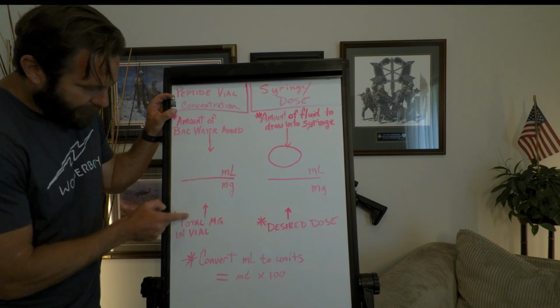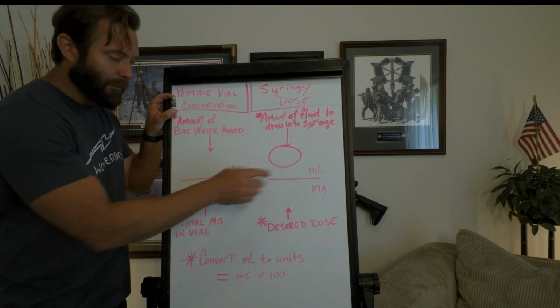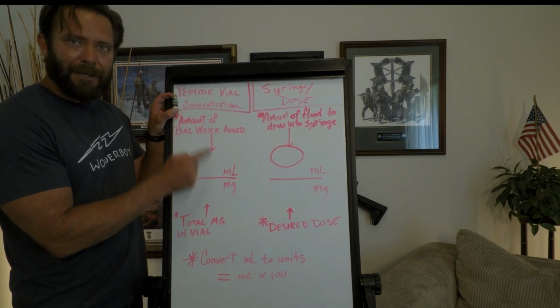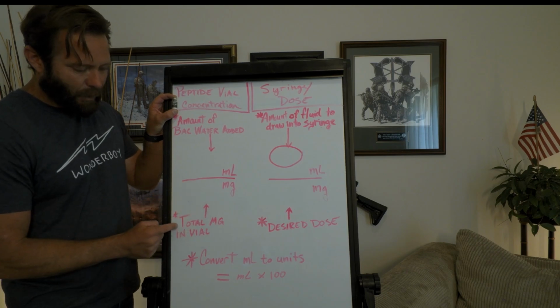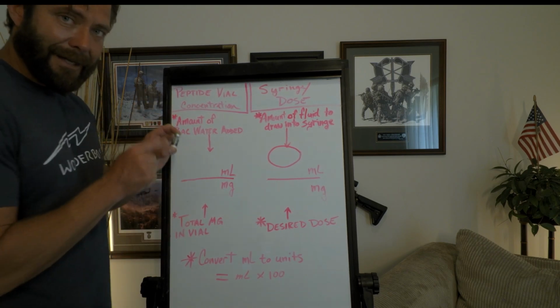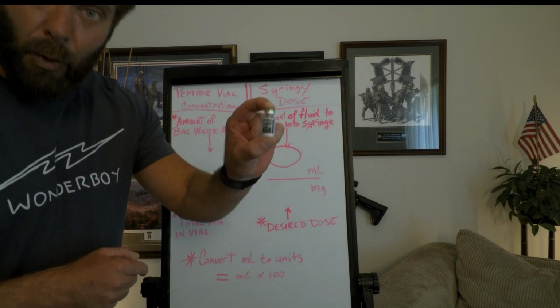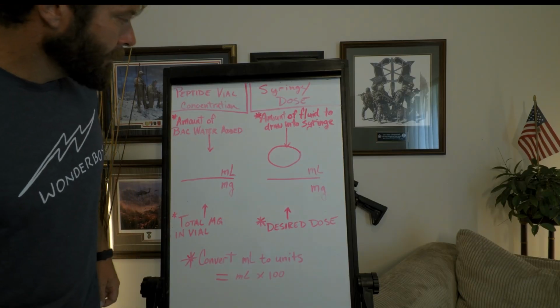And on the top, we'll keep milliliters on the top, milligrams on the bottom, just to keep it uniform. But on the top, this is the amount of bacteriostatic water I'm going to put into this vial. On the bottom here, this is the total in milligrams that is in the vial. This one in particular is BPC 157, 20 milligrams. So I would put 20 for this one.